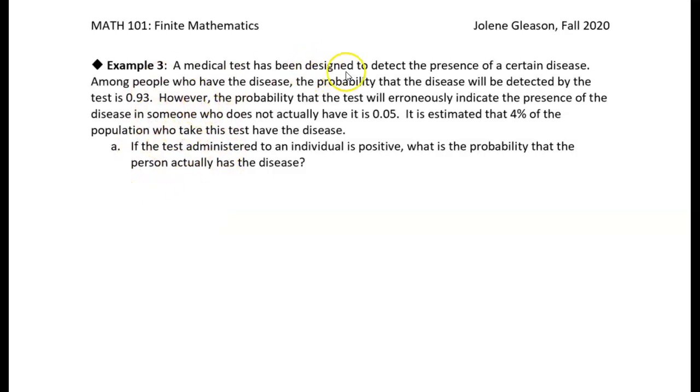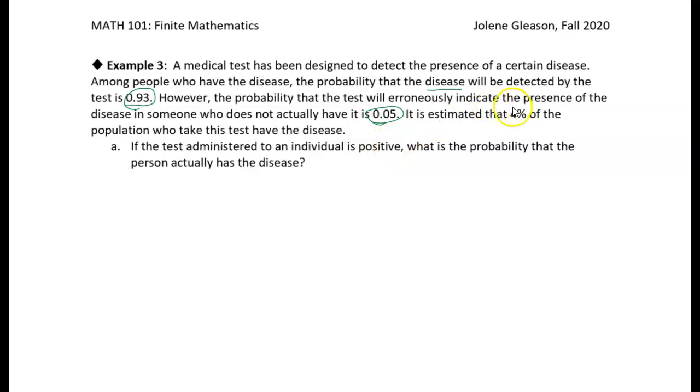A medical test has been designed to detect the presence of a certain disease. Among people who have the disease, the probability that the disease will be detected by this test is 93%. So if you have the disease, it will detect it 93% of the time. However, the probability that the test will erroneously indicate the presence of the disease in someone who does not actually have it is 5%. So 5% you get these false positives.